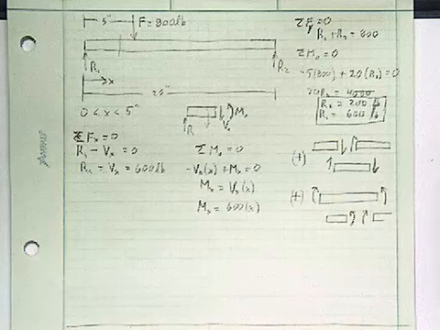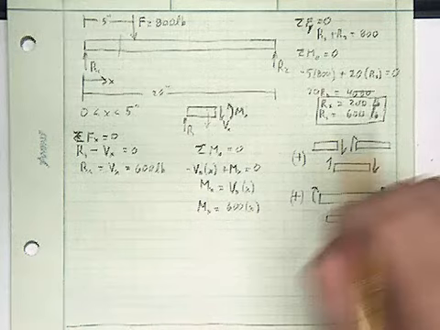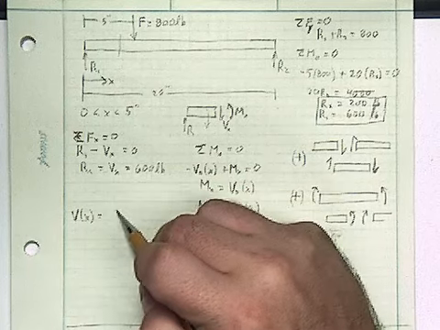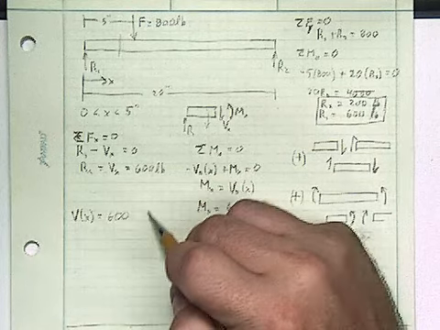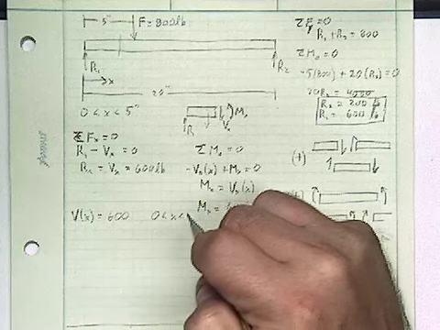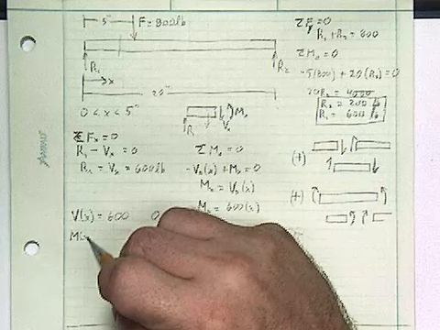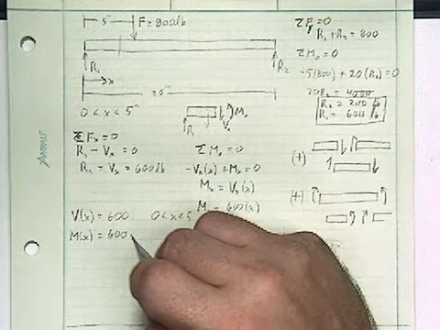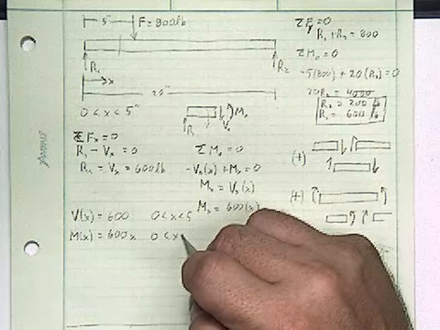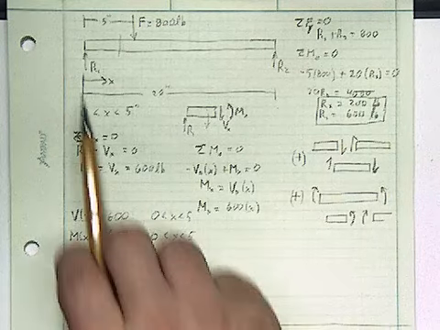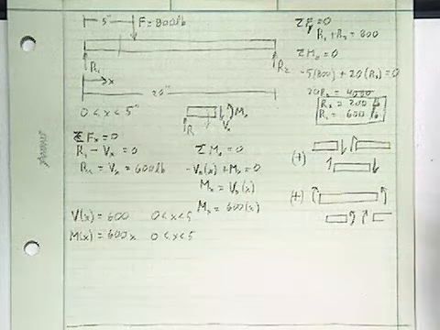Okay, so now I'm going to start writing V as a function of x is equal to 600 for 0 less than x less than 5, and M as a function of x is equal to 600x between 0 and 5. Okay, and this is going to work all the way until I get exactly at 5 inches.